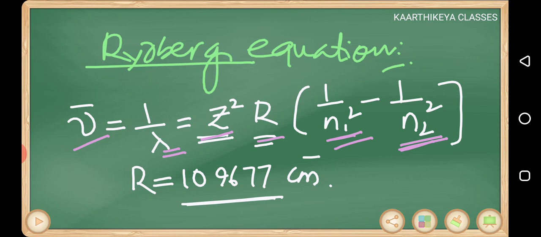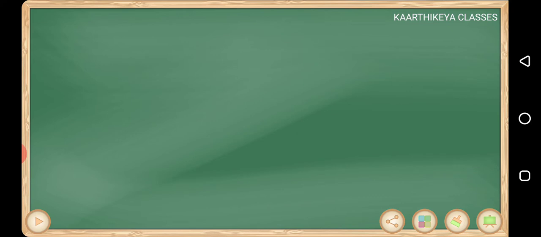Using the Rydberg equation you can calculate for any series, any line. You can find out nu bar, wave number, wavelength lambda, frequency nu, energy E, anything you can calculate by using this expression. But R is Rydberg constant whose value is 109,677 per centimeter, otherwise you can say 10 to the power of 7 per meter. Done. Now they will ask you a few more questions related to this.